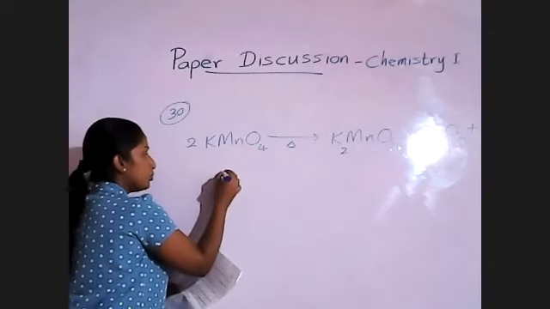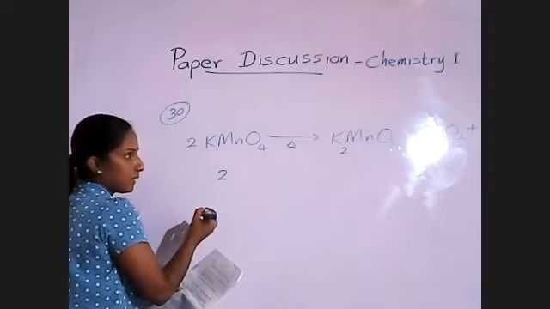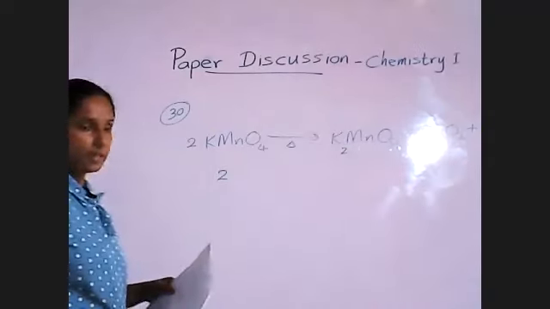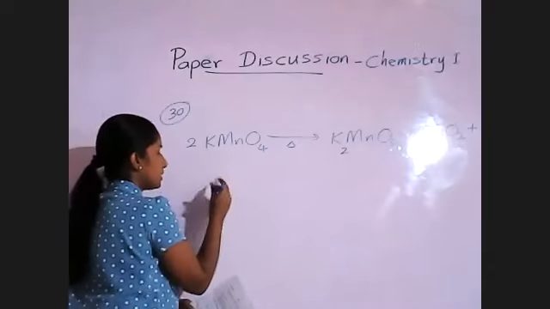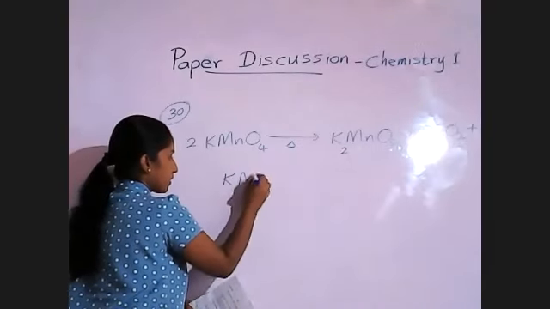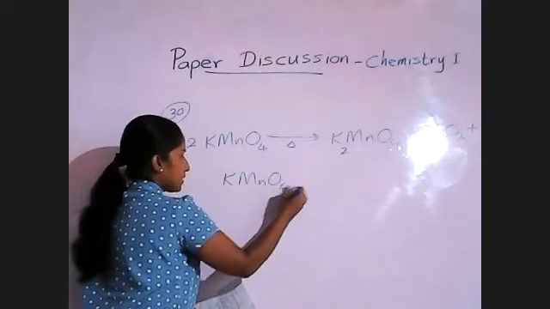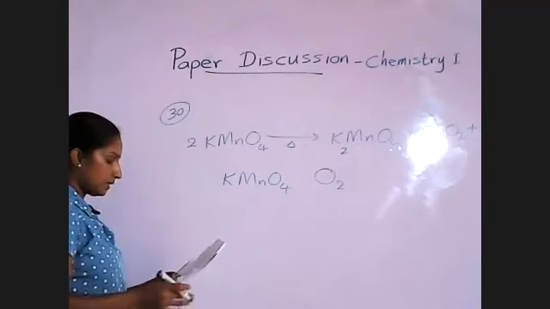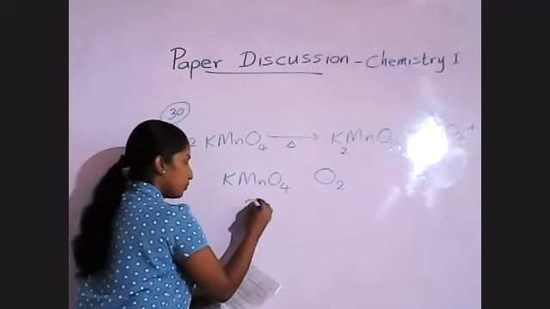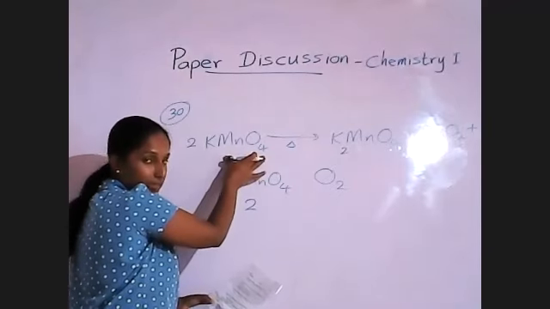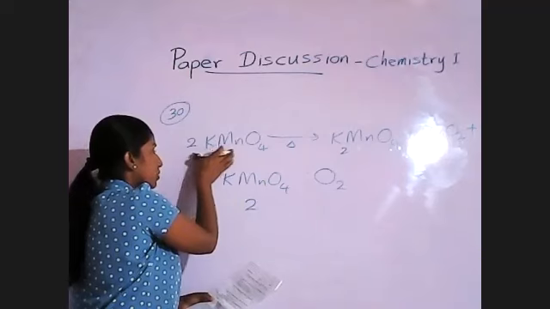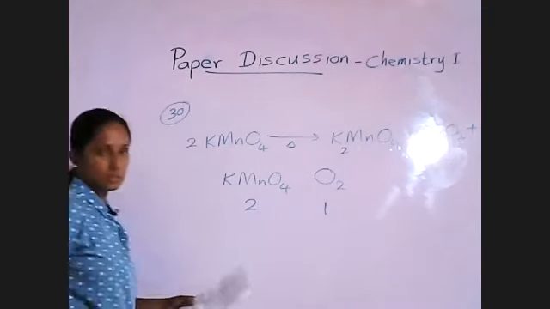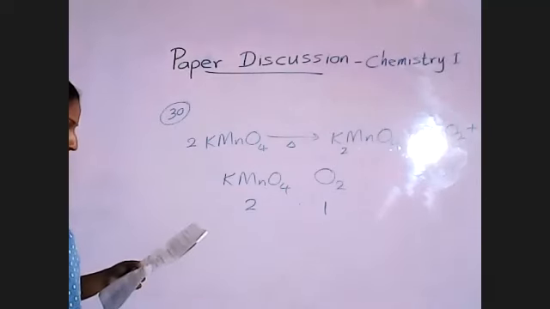Right? By 2 moles of potassium permanganate, it gives 1 mole of oxygen. We will write it in this way. The ratio between these two, we have to get the relationship. According to the balanced equation, 2 moles of potassium permanganate give 1 mole of oxygen.